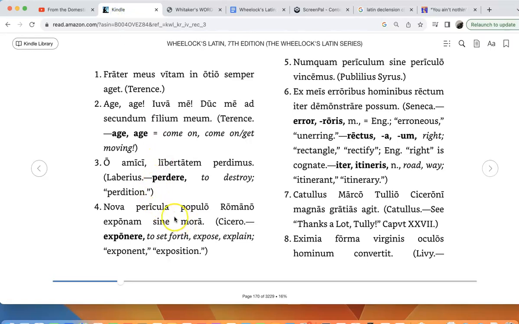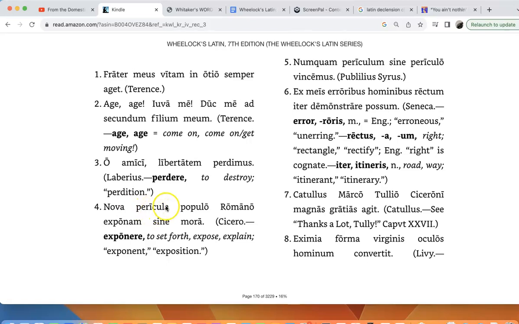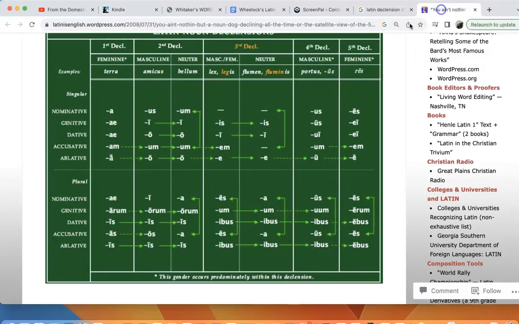But then explain what to whom. Well, here's where you have to know your endings. So nova pericula, we've had pericula before. It's a neuter noun, but it ends in a. So this is going to be second declension neuter accusative plural. See the a and the a? And then, sure enough, here's our neuter plural ending in a, accusative plural.